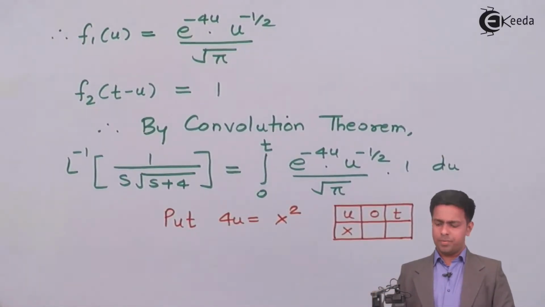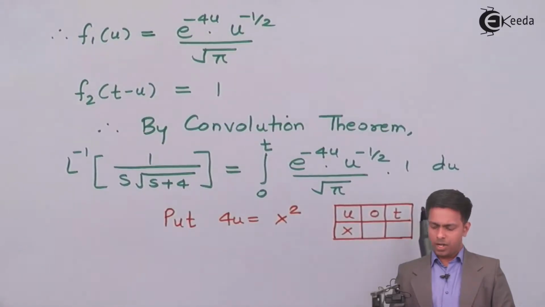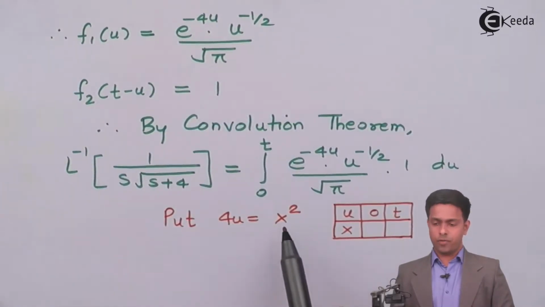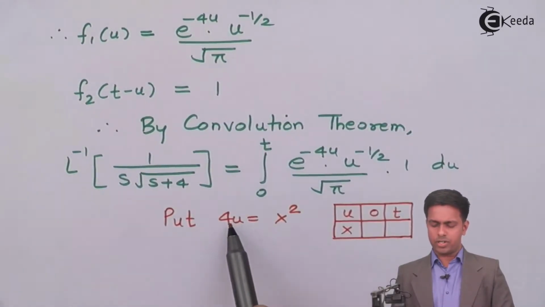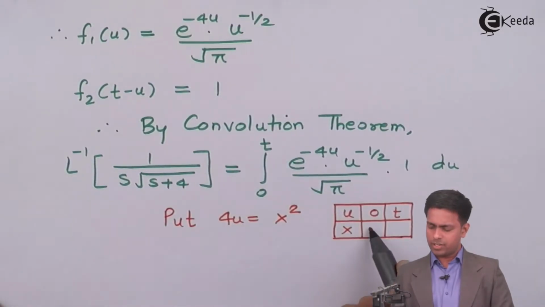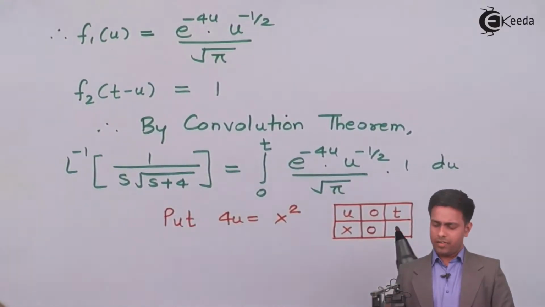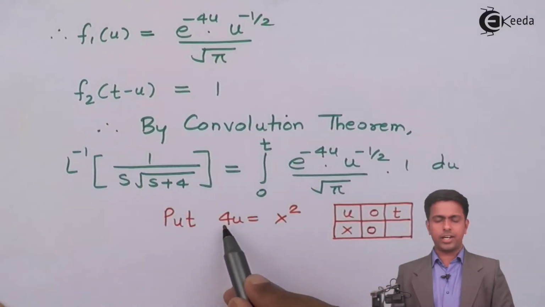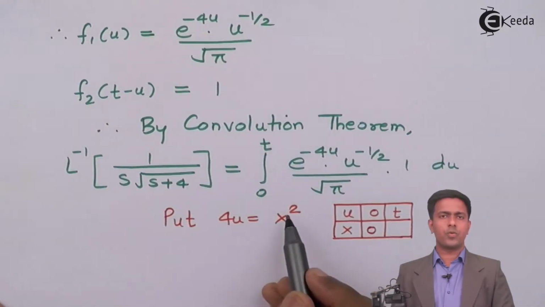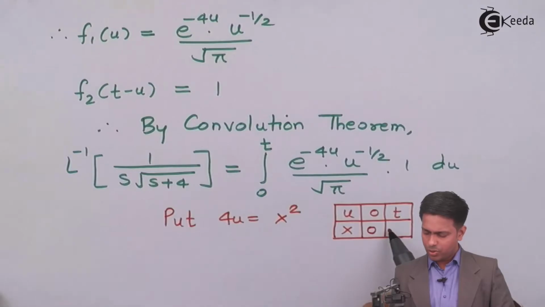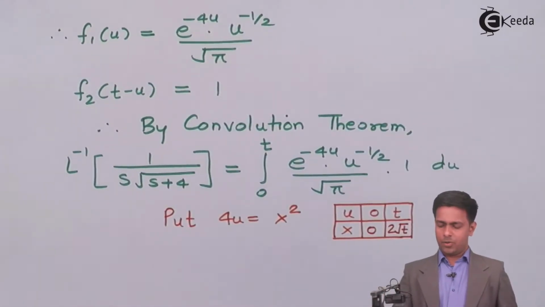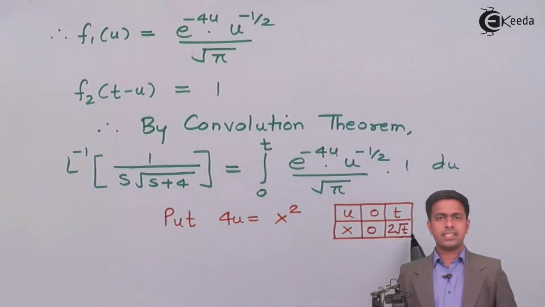So for u, the limit is from 0 to t. Now to get the limits for x, let's put u equal to 0 here. So we'll get x square as 0, therefore x is 0. And if I put u as t here, I'll get 4t. So x square equal to 4t, and the value of x is 2 into square root of t. Now this is the value of x.